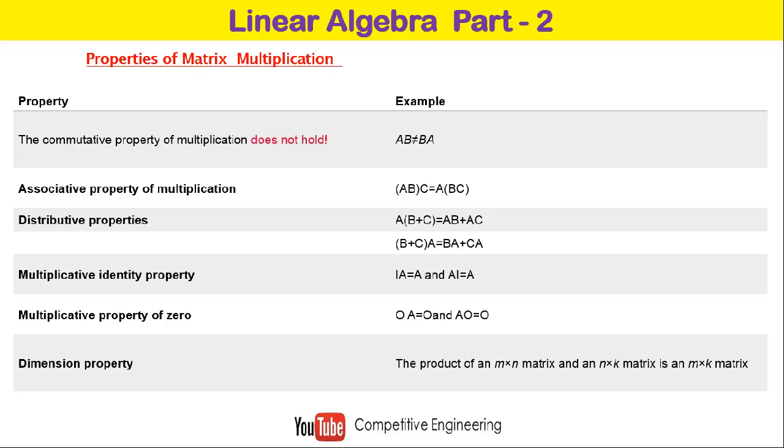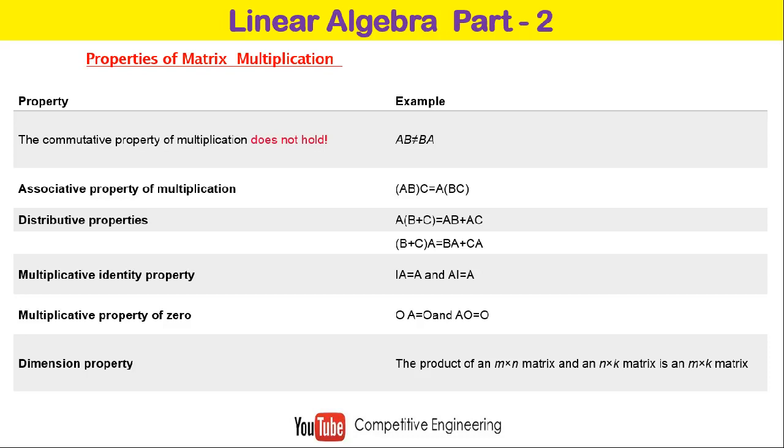Then the associative property: (A into B) into C equals A into (B into C). First we multiply A and B, then multiply with C. Then the distributive property: A into (B plus C) is equal to AB plus AC. Then (B plus C) into A equals BA plus CA. These are simple properties just for your knowledge. Then the multiplicative identity properties: identity matrix into A gives A itself. In a similar way, A into the identity matrix gives A itself. Note that the identity matrix should be of the appropriate order.